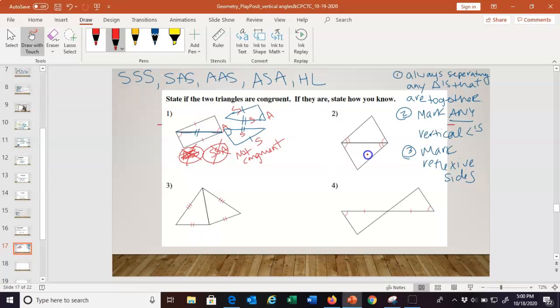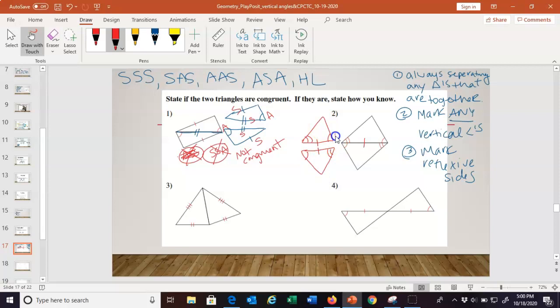Let's try number 2. Number 2 is also a diagram where the triangles are squished together so we can mark the reflexive side. We can separate them if you want to. I promise you I draw better triangles on regular paper. I promise. It's just a little tricky drawing on the screen sometimes.